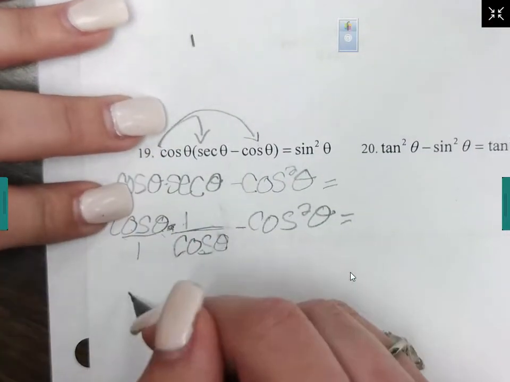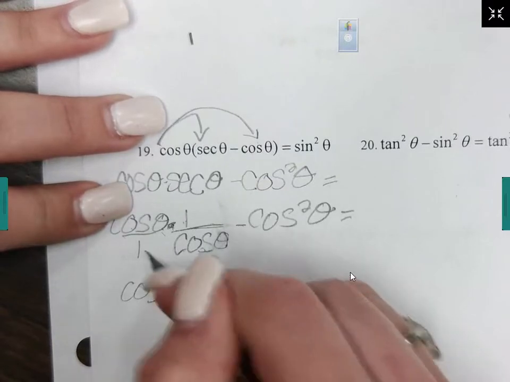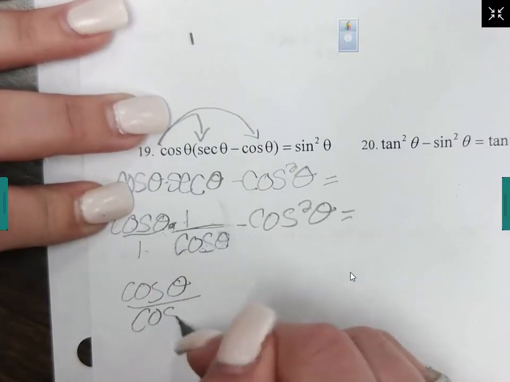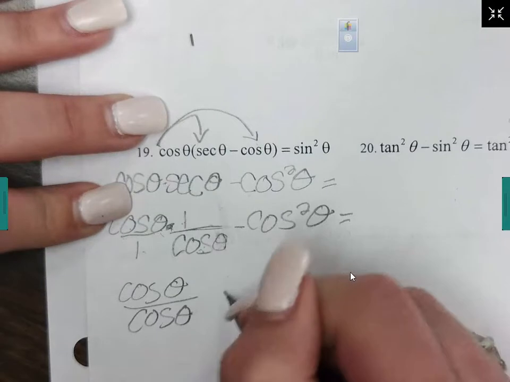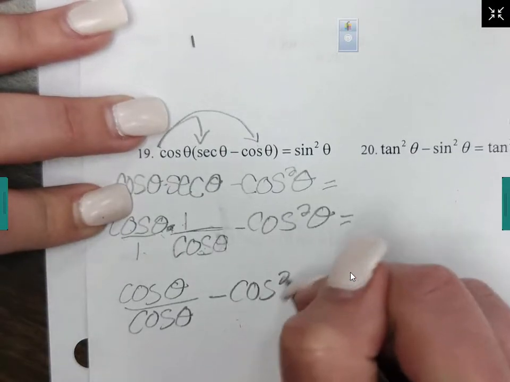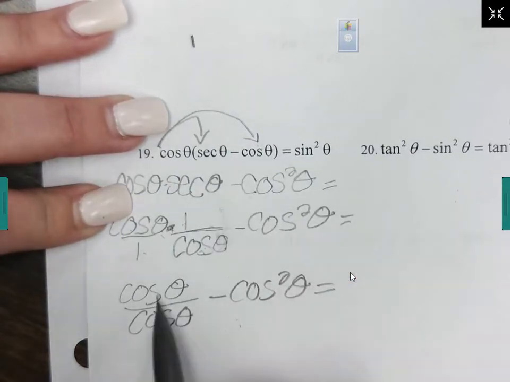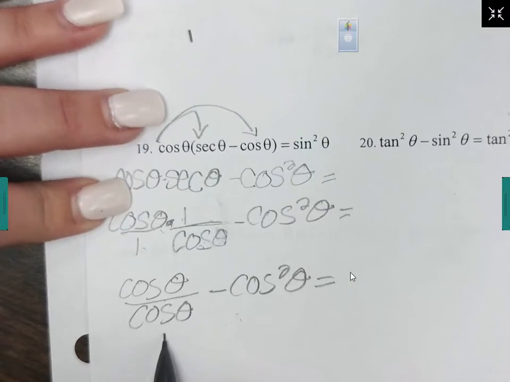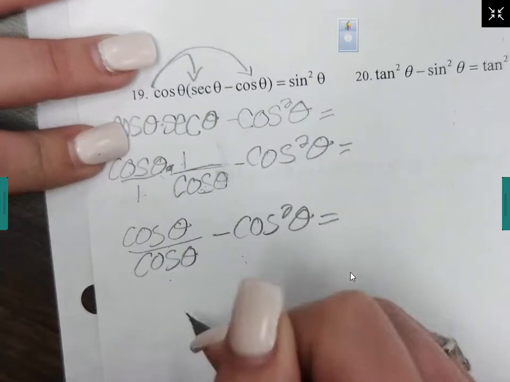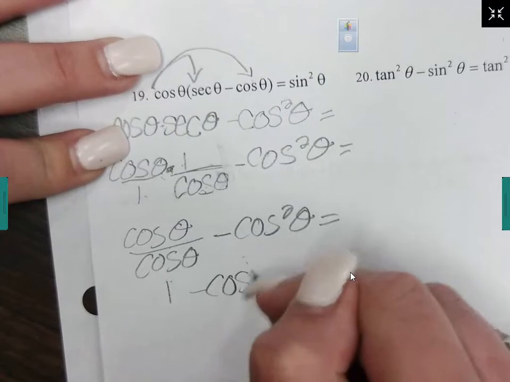Cosine of theta times 1 is just cosine of theta. 1 times cosine of theta is cosine of theta. So then minus the cosine squared of theta equals, what is cosine of theta divided by cosine of theta, Patricia? 1. So now we have 1 minus cosine squared of theta.